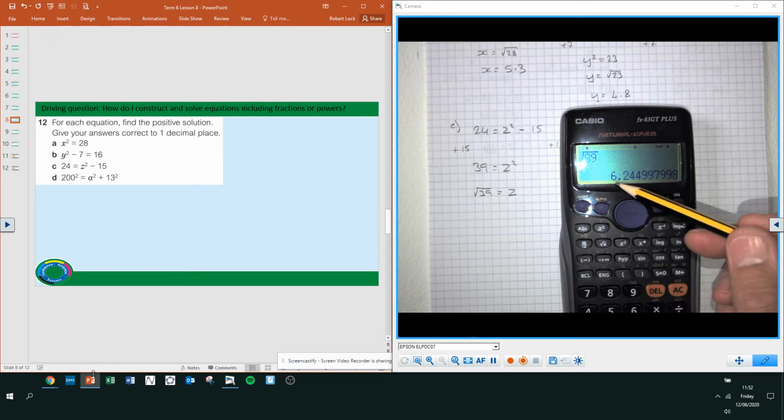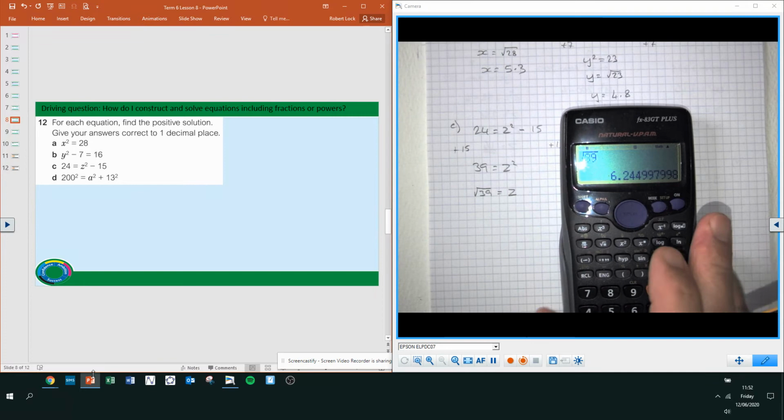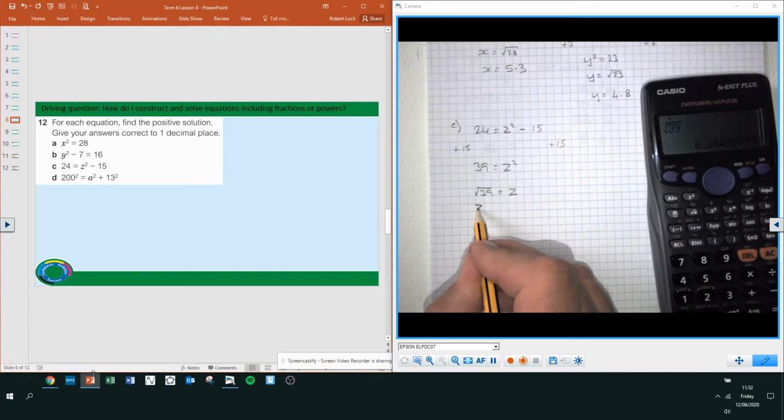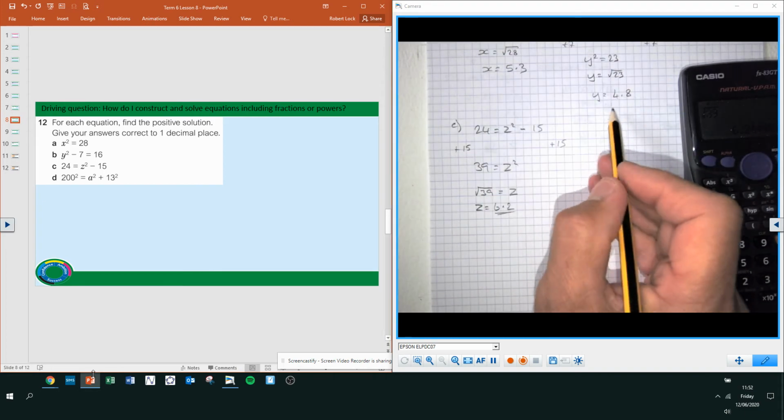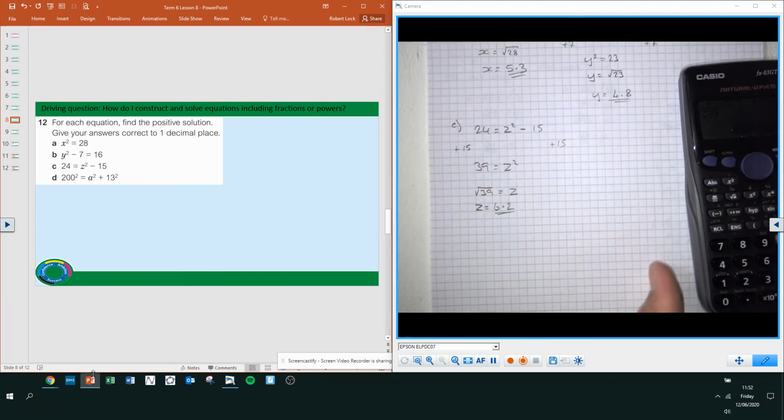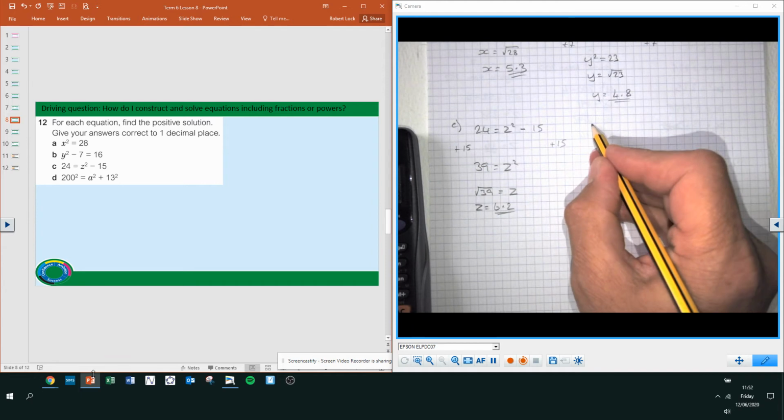So the answer will be 6.2. We look at the second decimal digit. 4 or below we leave alone, so it's a 4, and we need to leave it alone. So the answer will be 6.2. So z equals 6.2. Make sure you can see these answers, underline them, and D.